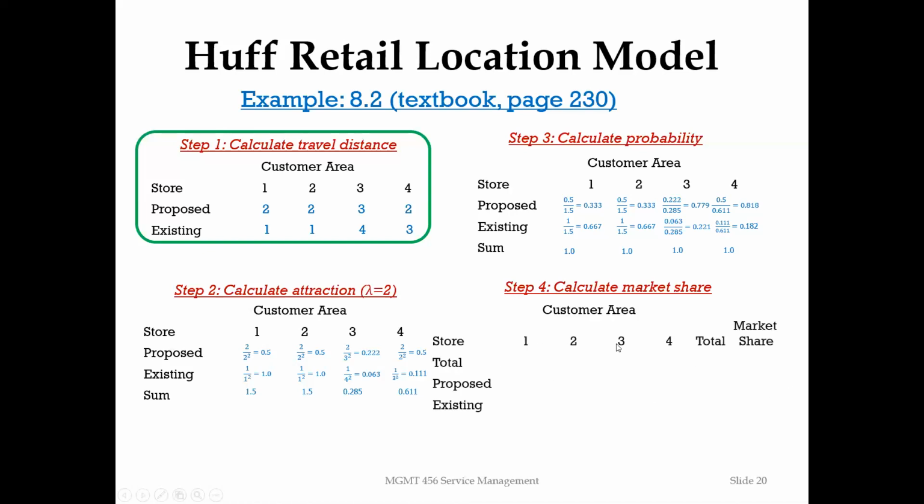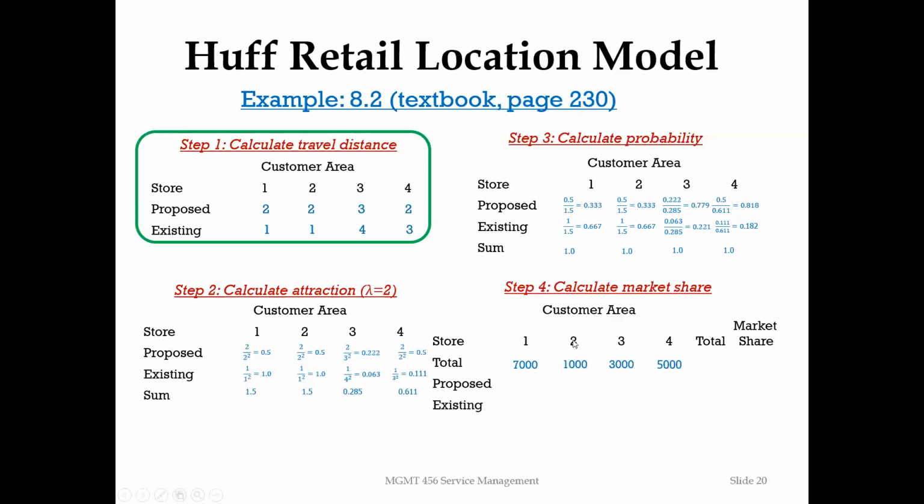So we're going to take a look at 4 different customer areas. We'll look at 2 different stores. We'll look at total. So these 4 numbers show the total customer expenditure in each area. So this is given information. If you go back to the previous slide, you can see this is given information.